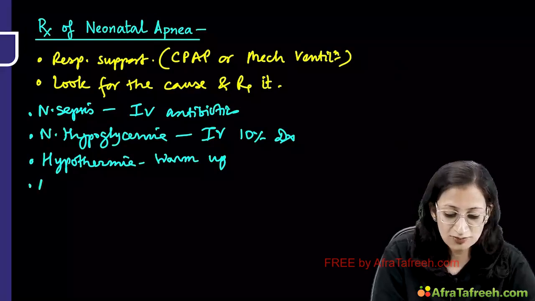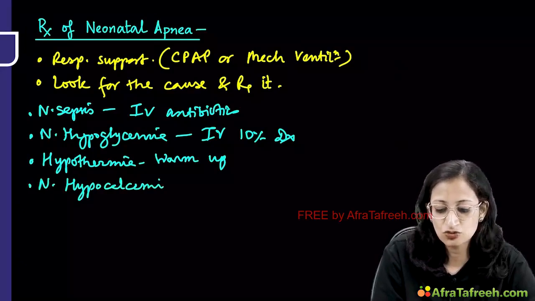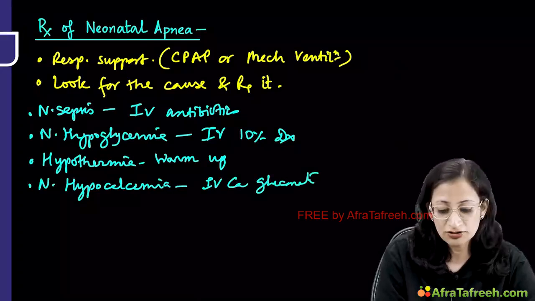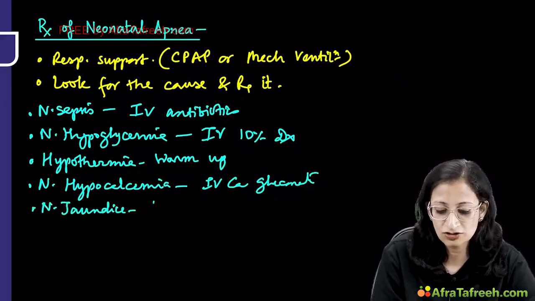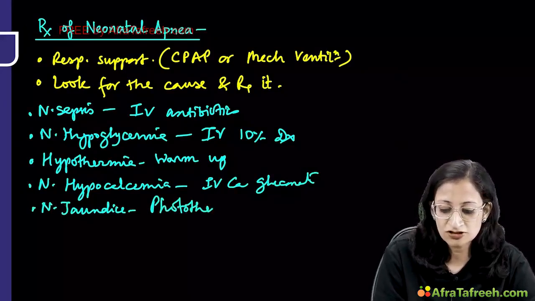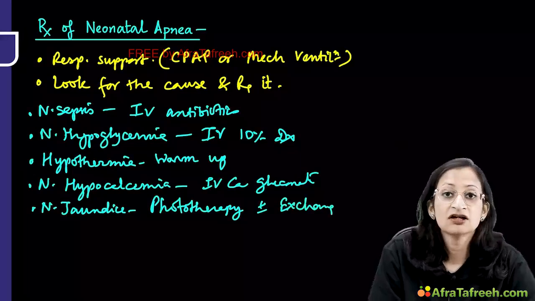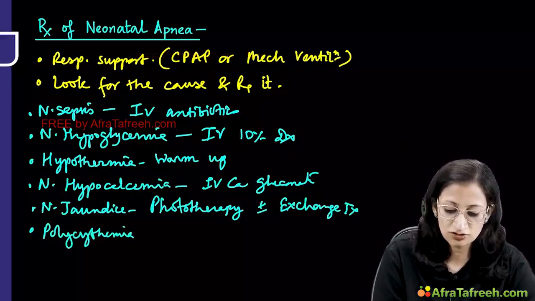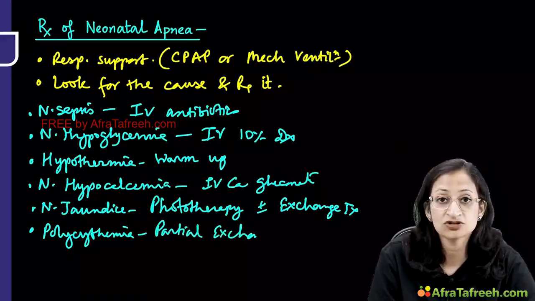If there is neonatal hypocalcemia, you need to treat it with IV calcium gluconate, right? For jaundice, you need to treat with phototherapy and or exchange transfusion, right? If there is symptomatic polycythemia, then you need to treat it with partial exchange transfusion, with normal saline as we mentioned.